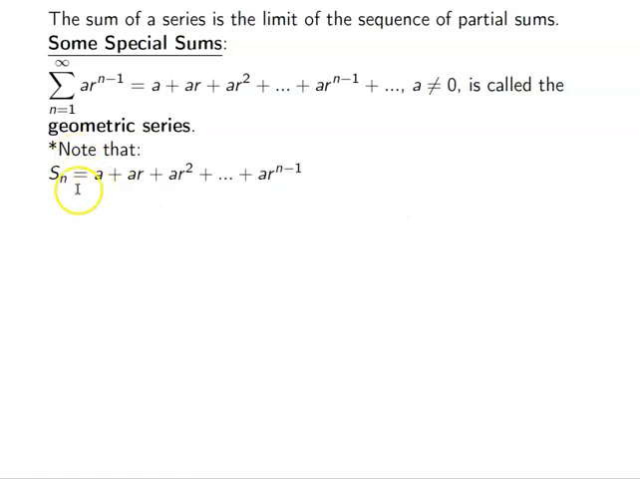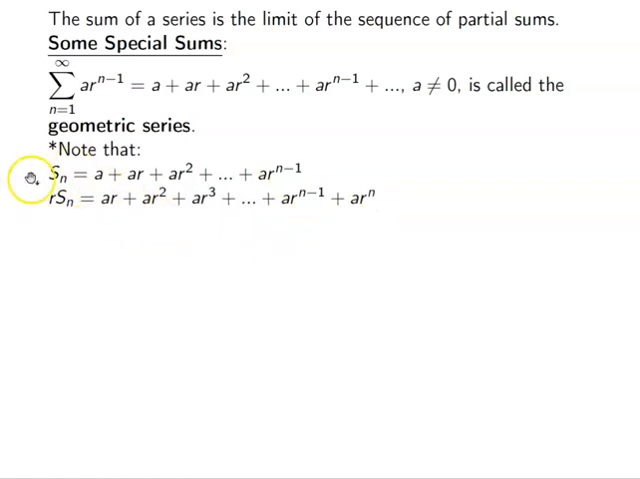Let's note that the partial sum for the geometric series would be a plus ar plus ar squared, all the way up to this nth term. This would be my nth term, because for 1, I start here, and I'm always 1 less. So there would be 1, 2, 3, and so on, up to n. So this would be the nth term, and the sum of the first n terms looks like this.